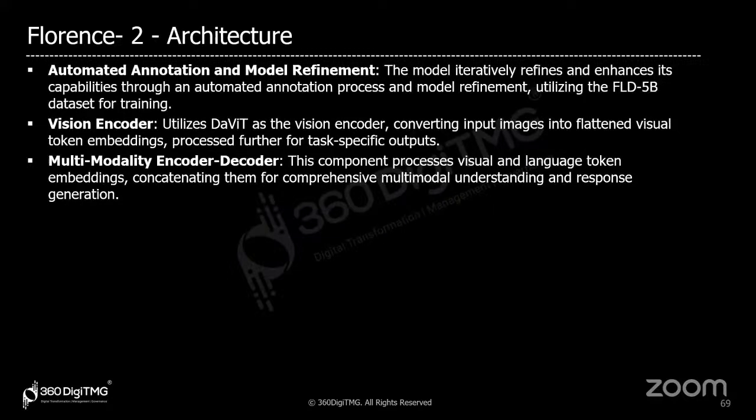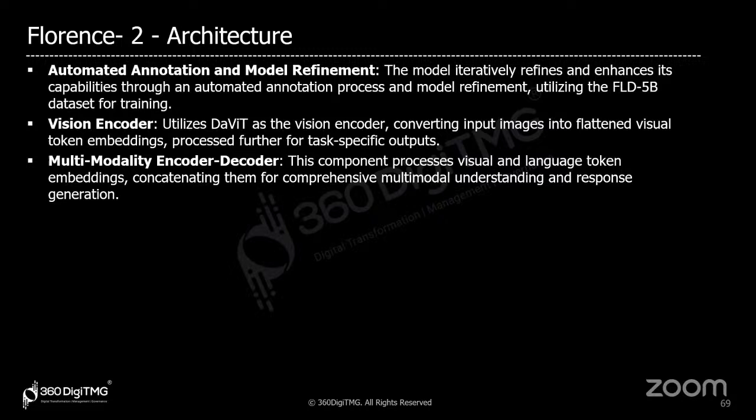Then there are automated annotations and model refinements. The model iteratively refines and enhances its capabilities through an automated annotation process and model refinements, utilizing the FLD-5B dataset for training. This is our dataset. Okay, it will have a vision encoder. It will use a vision transformer.